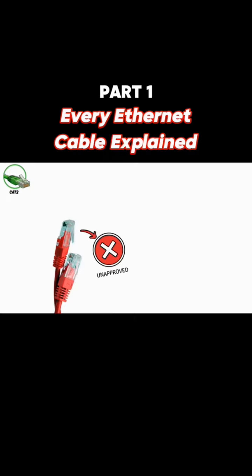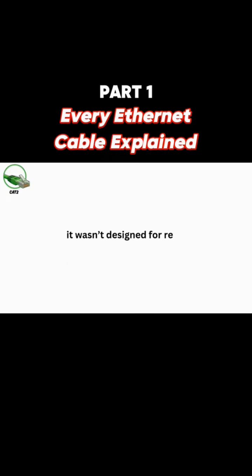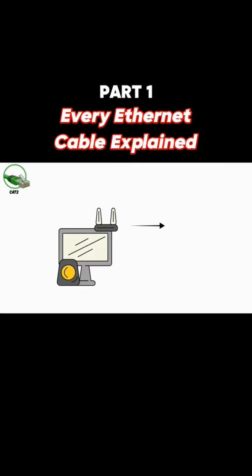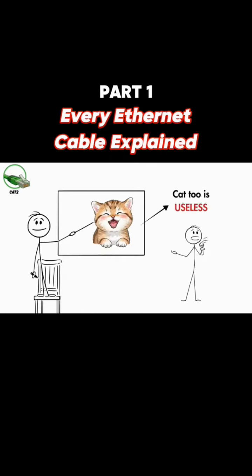It was never officially approved by networking standards like the TIA-EIA, so it wasn't designed for real Ethernet use. Today, Cat2 is completely outdated and shouldn't be used for internet connections. Modern networks start at Cat5e or higher for reliable speed and performance. In short, Cat2 was a small upgrade in the past, but it's not useful anymore.